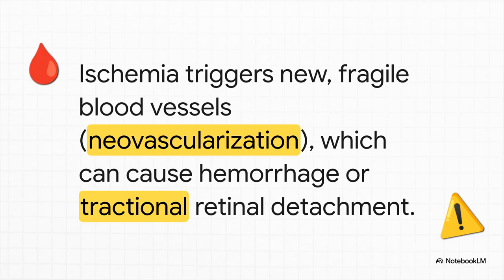Okay, but here's where things take a really dangerous turn. When the retina isn't getting enough oxygen, it sends out these distress signals, and those signals trigger the growth of new blood vessels. The body's trying to help, but these new vessels are weak and fragile. They can bleed into the jelly that fills the eye, or they can create scar tissue that literally pulls on the retina, causing it to detach.